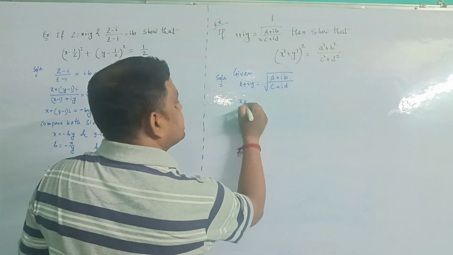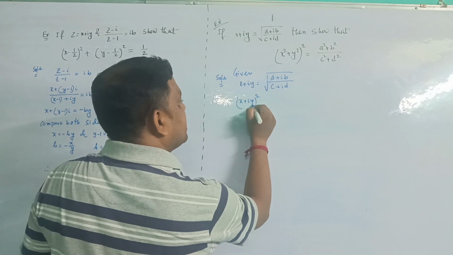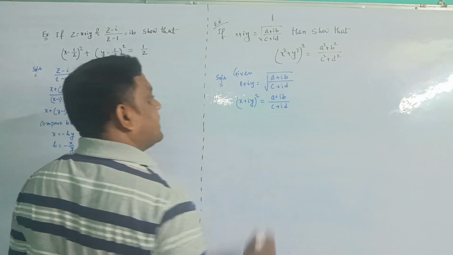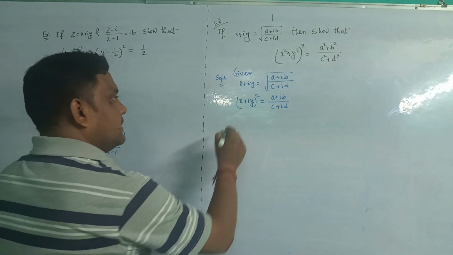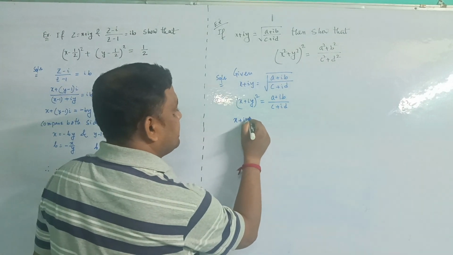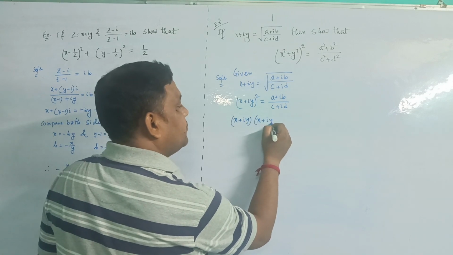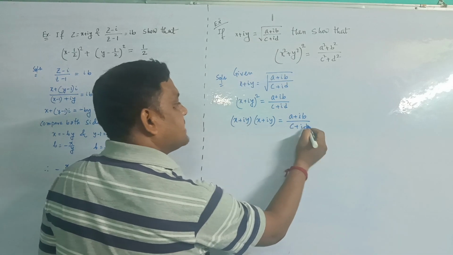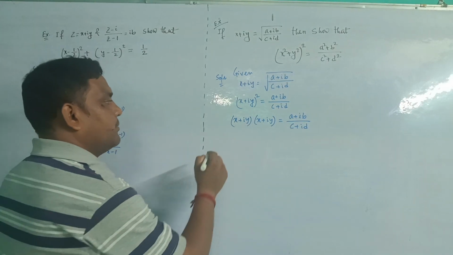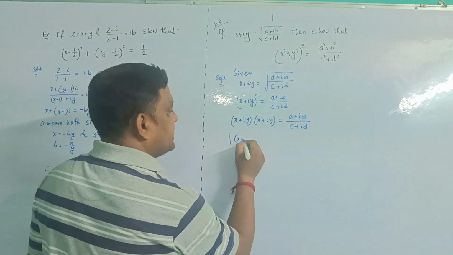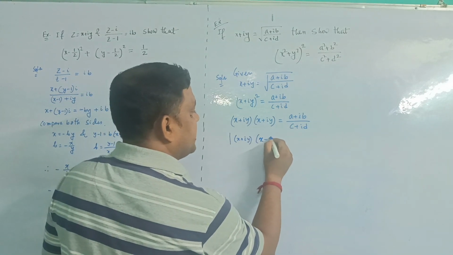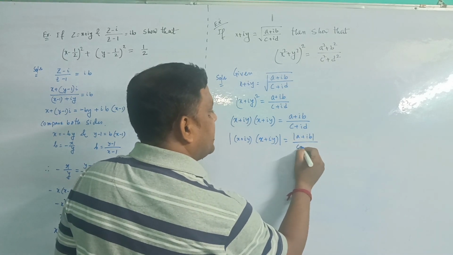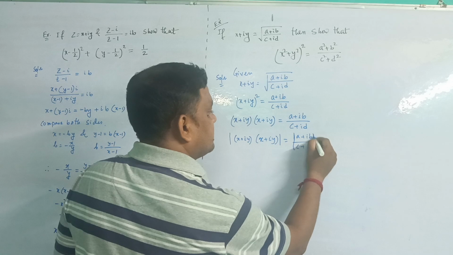So I just squared both sides. So (x plus iy) whole square is equal to (a plus ib) by (c plus id). Now (x plus iy) whole square can be written as (x plus iy) into (x plus iy), which is equal to (a plus ib) by (c plus id). Now take modulus on both sides. So mod of (x plus iy) into (x plus iy) is equal to mod of (a plus ib) by mod of (c plus id).